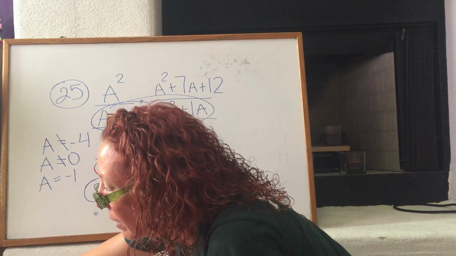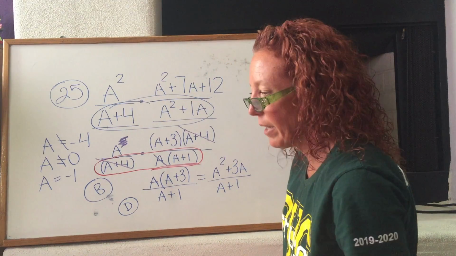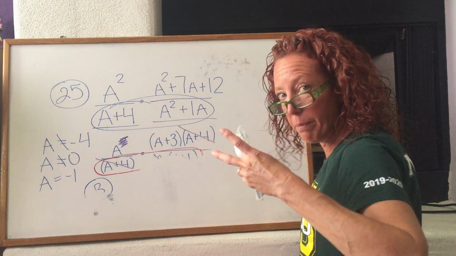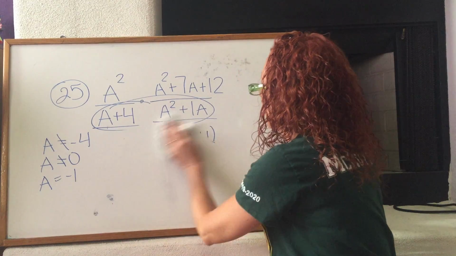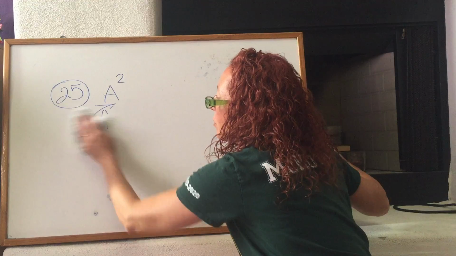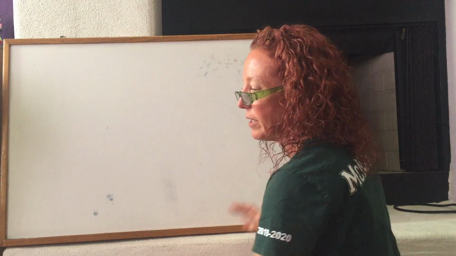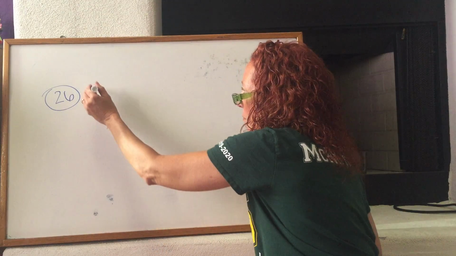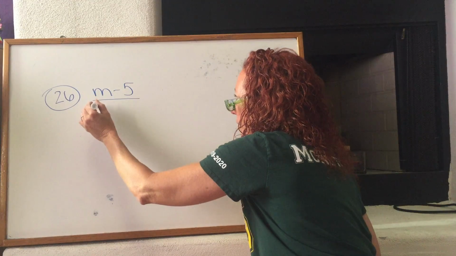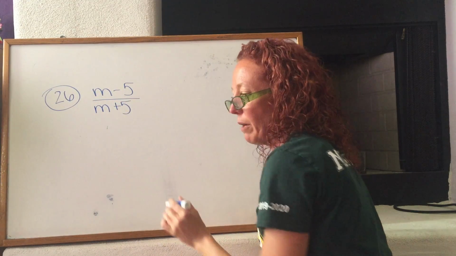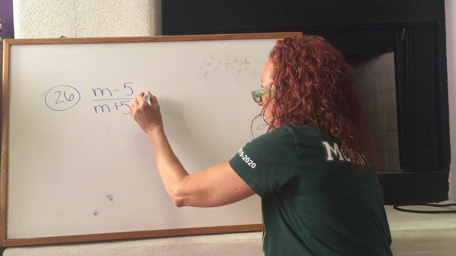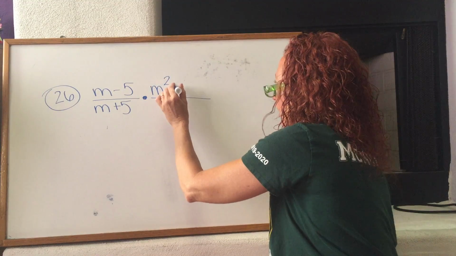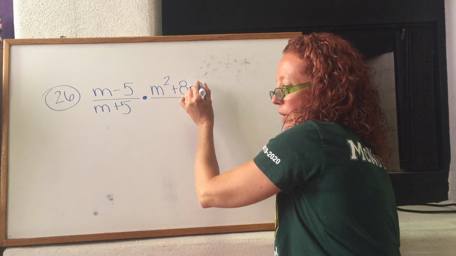So 26. All right, when I write down 26, it looks like it's a division problem. So I'm gonna flip that second fraction right from the start, and that way I have more room to work and I don't have to spend all that time writing it down. So 26. I have m minus 5 over m plus 5. We'll talk a little bit more about restricted values when I look at this one. When I flip it, I have m squared plus 8m plus 15.